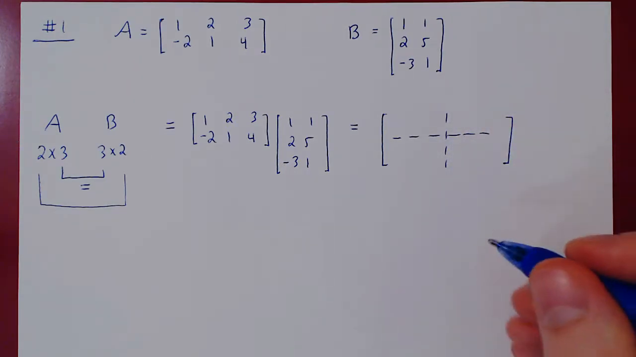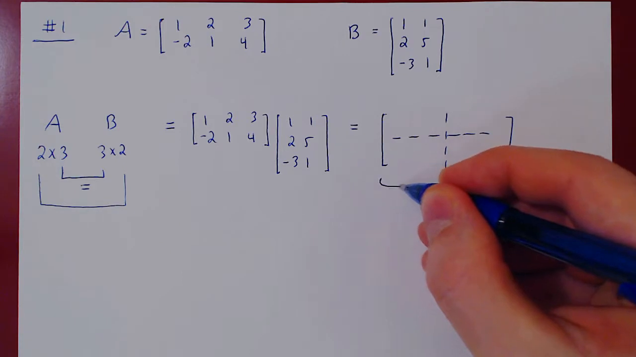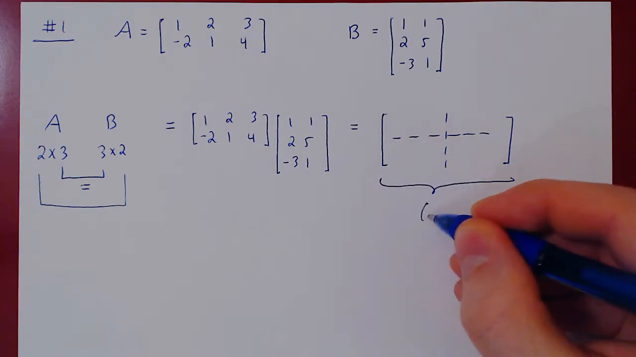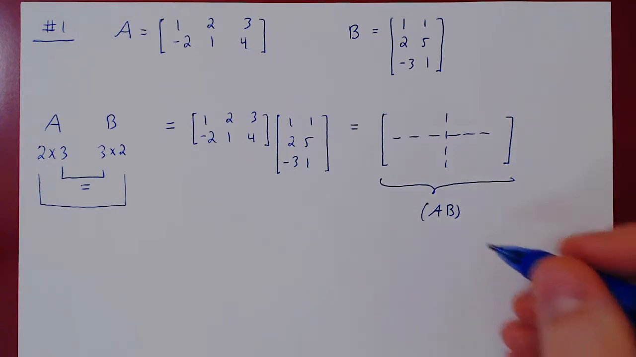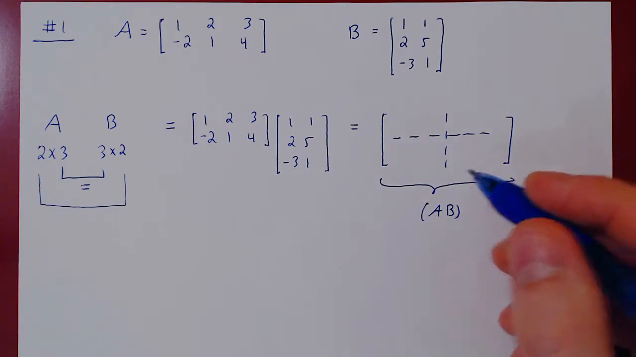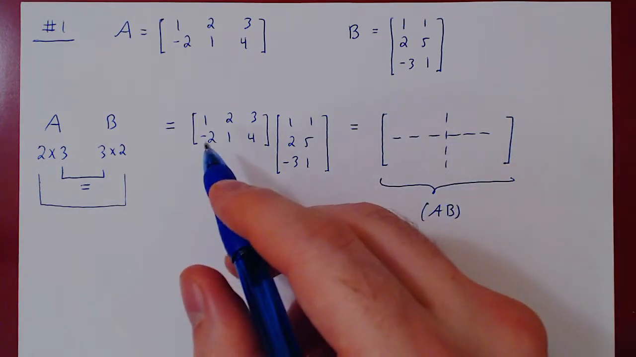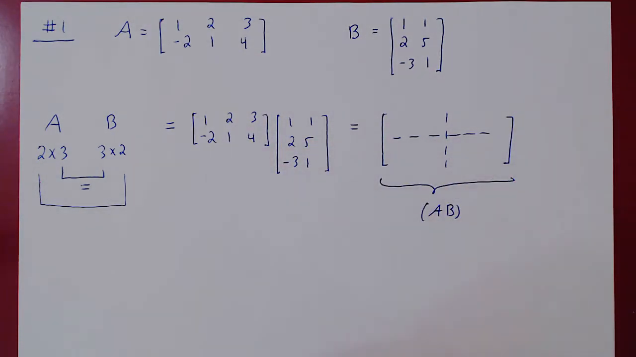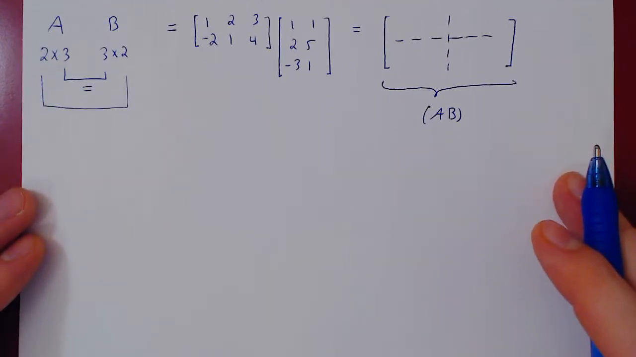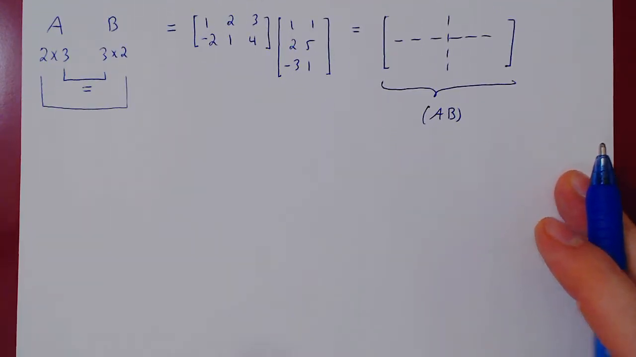Let's compute one entry at a time, right? This is the new matrix A times B. We'll go slower for the first few examples, but very soon you'll see how you can pick this up. You'll be able to go from here to here directly without any steps on the side. But as this is our first example, let's go slowly.